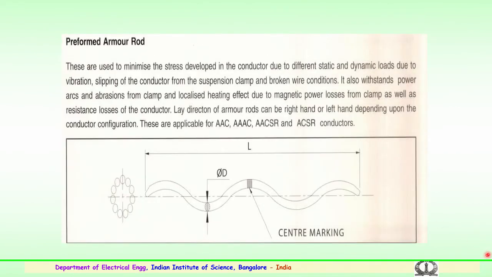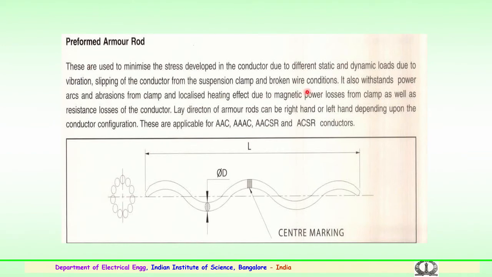So, next are the preformed armor rods. These are again very important. Armor rods are used to minimize the stress which is developed in the outer conductor due to different static and dynamic loads because of vibration, slipping of the conductor from the suspension clamp and broken wire conditions.